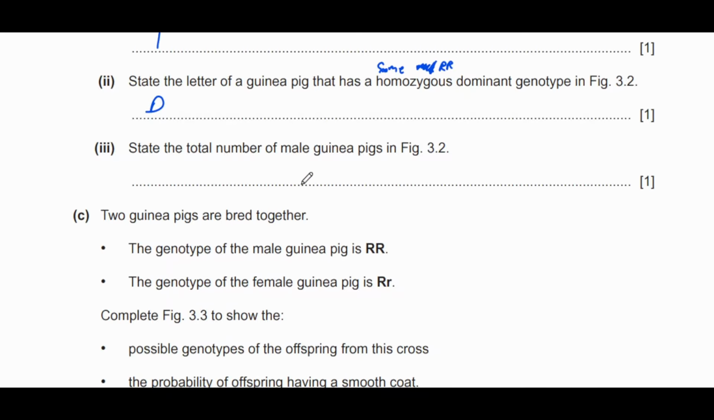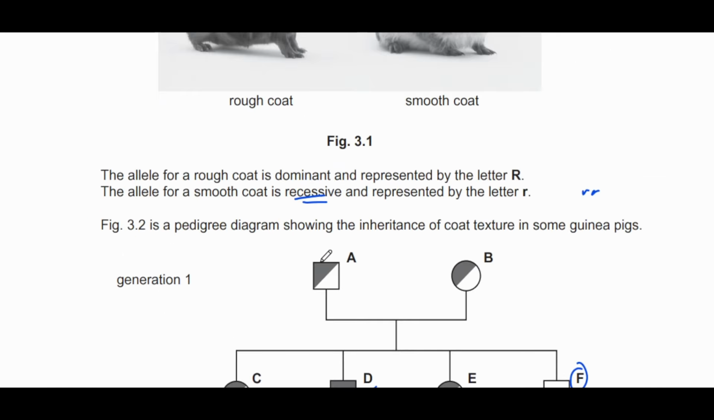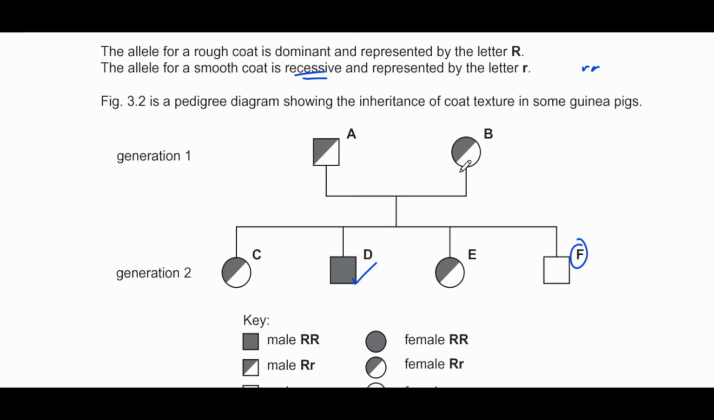State the total number of male guinea pigs. Okay, this one should be easier than the other 2 because the male ones are square, but the female ones are circle. So just count how many squares there are. There's 1, 2, 3 squares, so the answer is 3.